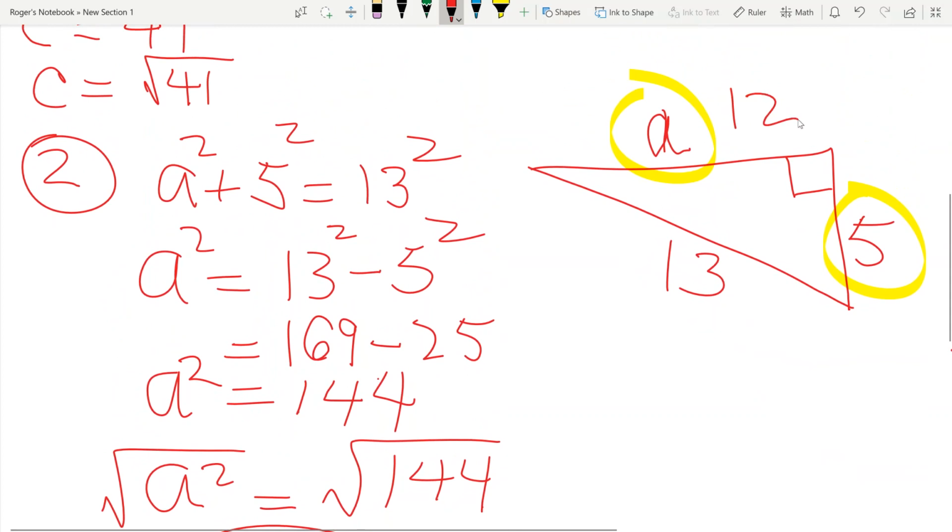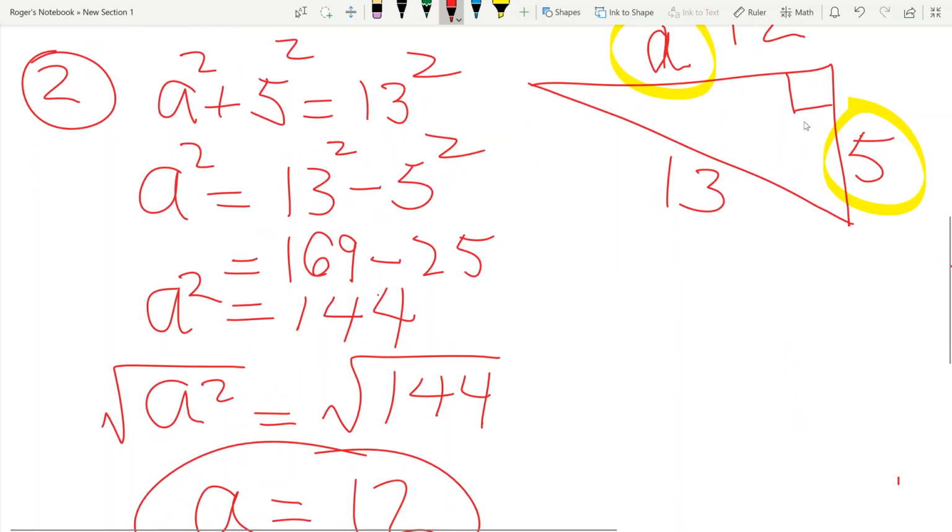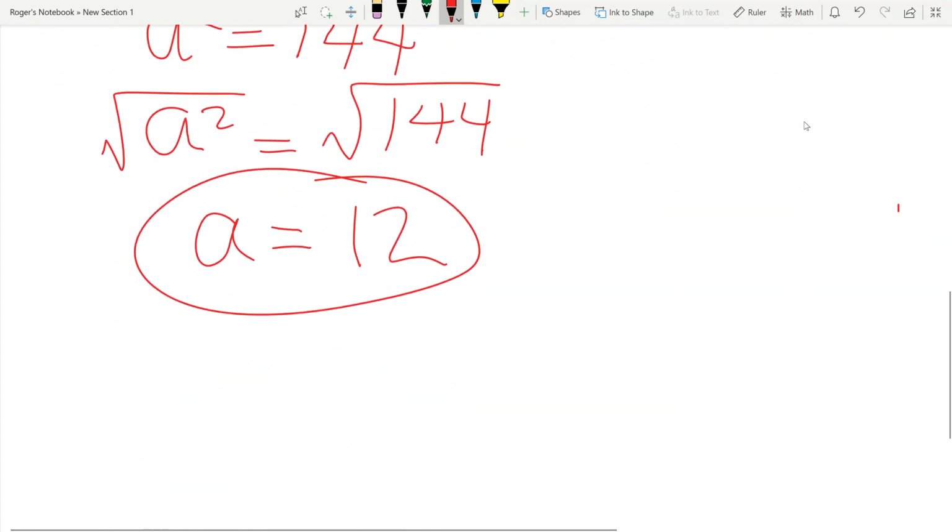Notice the relationship here. 5, 12, 13. The three are all nice, what we would call counting numbers. They're whole numbers. They're not fractional or decimal. These are whole numbers, and there are three whole numbers representing the sides. We call this a Pythagorean triple. 5, 12, 13. Let's take a look at another Pythagorean triple.